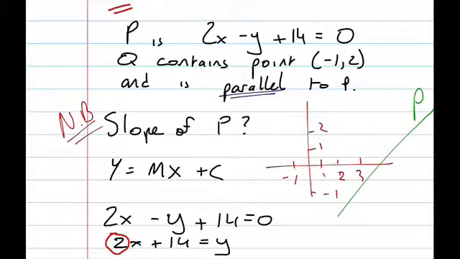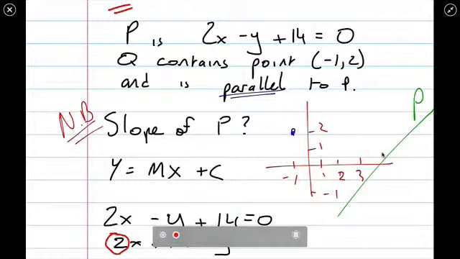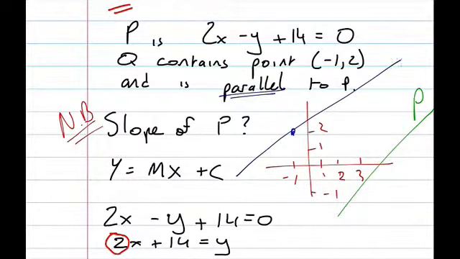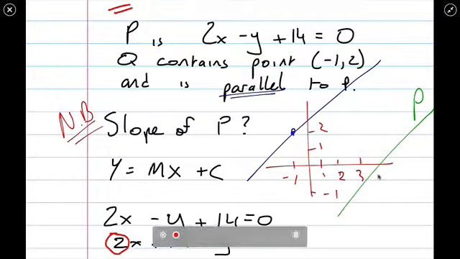Okay, what does contains mean? It's on the line. So where's -1, 2? Q goes through there and is parallel to this line. So Q might look something like this. Doesn't look parallel. Okay, pretend they're parallel.